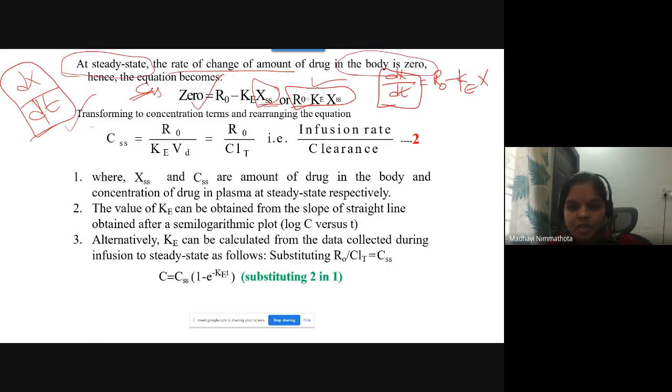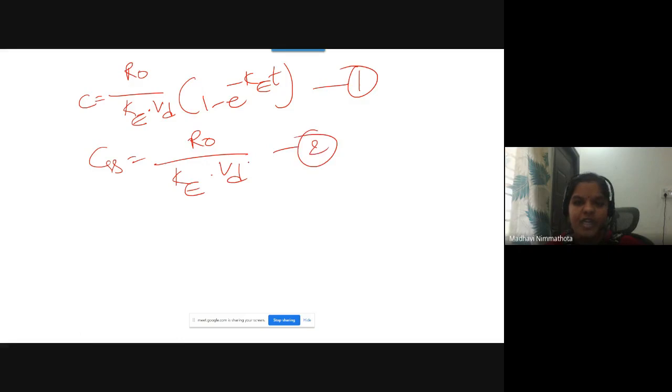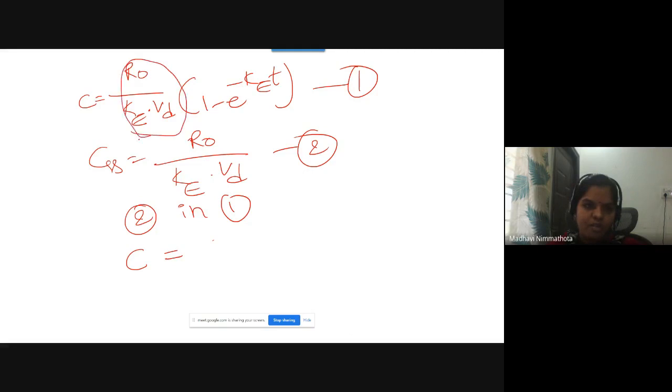And then what is your second equation here? CSS is equal to R0 divided by Ke into Vd. This is your second equation. So you can substitute the second equation into the first equation, 2 in 1. So how will you get it? C is equal to, this whole part is CSS, right? CSS into 1 minus e to the power of minus Ket.